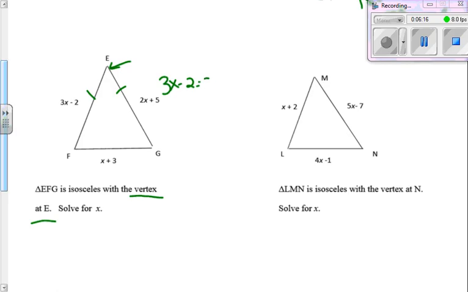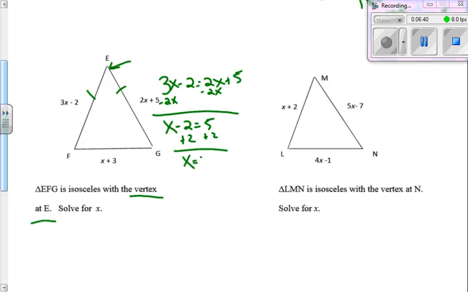3x minus 2 equals 2x plus 5, and I solve. The two congruent sides are equal to each other. I don't need the information about the third side. I could go back and plug it in and find that length, but it's just asking me to solve for x. So I subtract 2x. I get x minus 2 equals 5. I add 2. I get x equals 7.